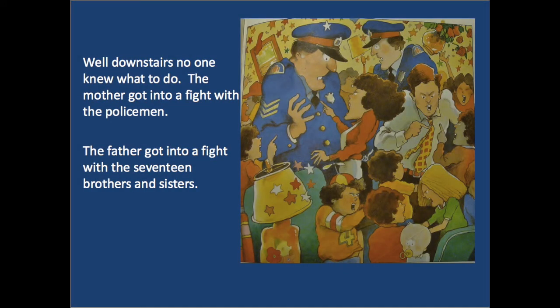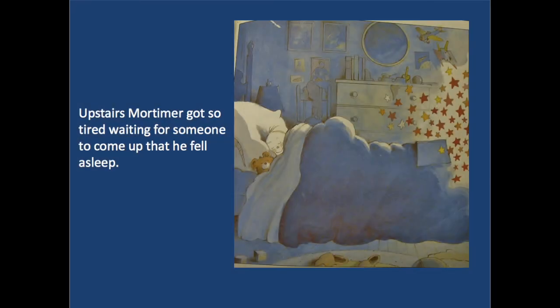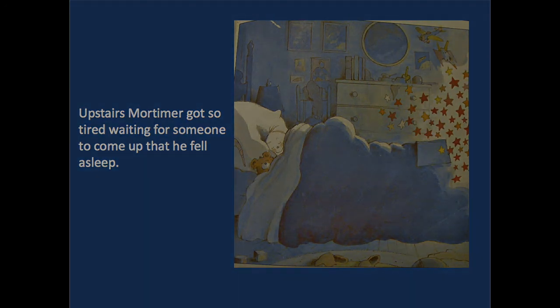Well, downstairs, no one knew what to do. The mother got into a fight with the policeman. The father got into a fight with the 17 brothers and sisters. Upstairs, Mortimer got so tired waiting for someone to come up that he fell asleep. The end.